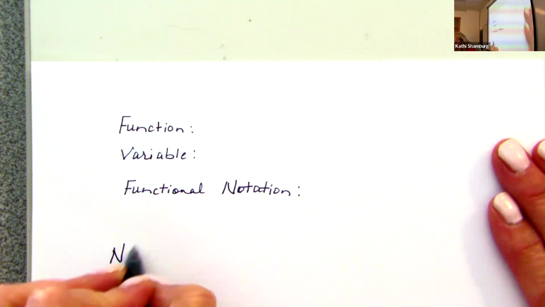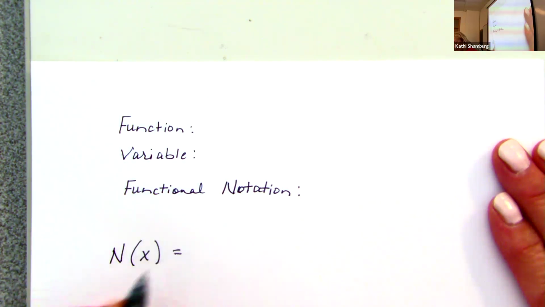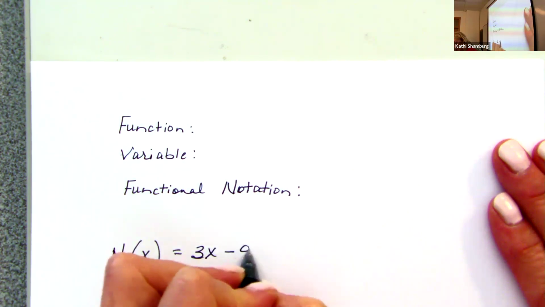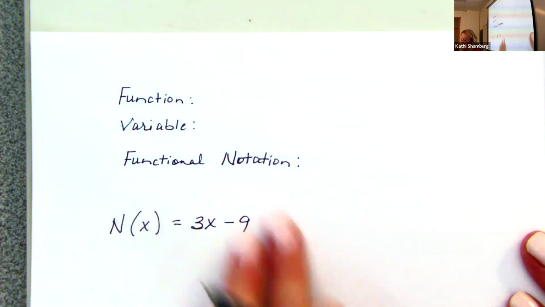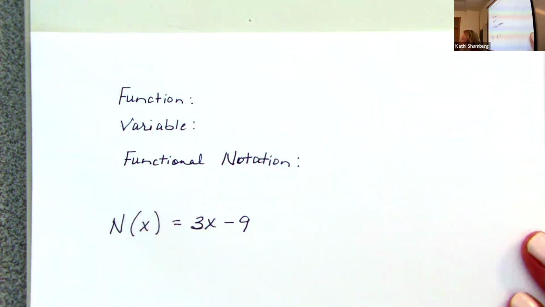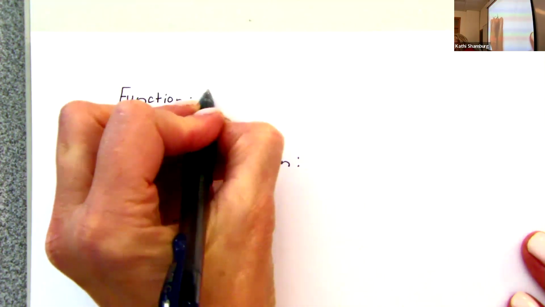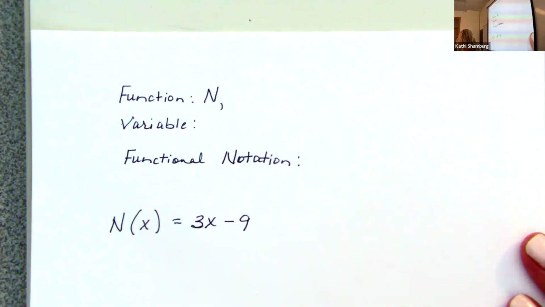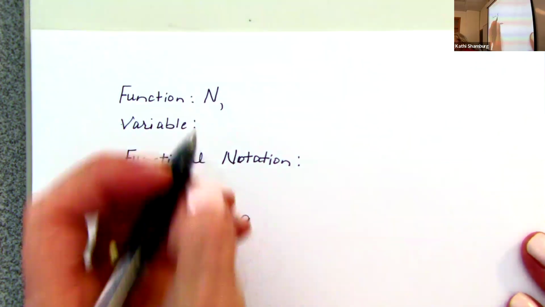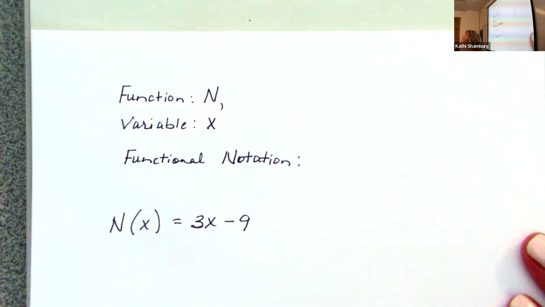So let's say, I'm just going to make something up, you were given this equation or this formula. And if I asked you what represents the function in this, what would you tell me? N. N is correct. Now, we don't know what N is. If we did, we would define further, but I just want to know that you know the letter. Okay, what would be the variable? X is correct.